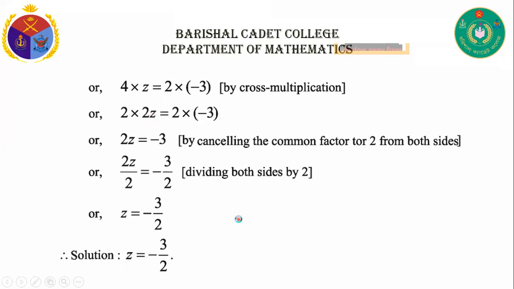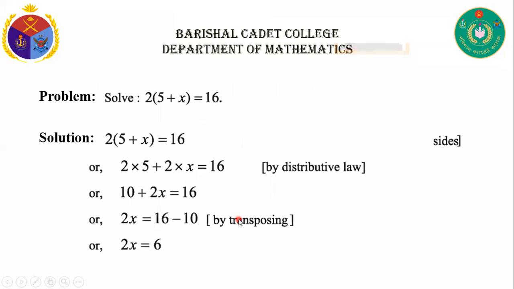Okay boys, now the next question. The next problem is solve 2 into 5 plus x equal to 16. So we multiply 2 into 5, that is 10, and 2 into x is 2x, equal to 16. Now we transpose the constant term to the right hand side, that is 2x equal to 16 minus 10, that is 2x equal to 6.